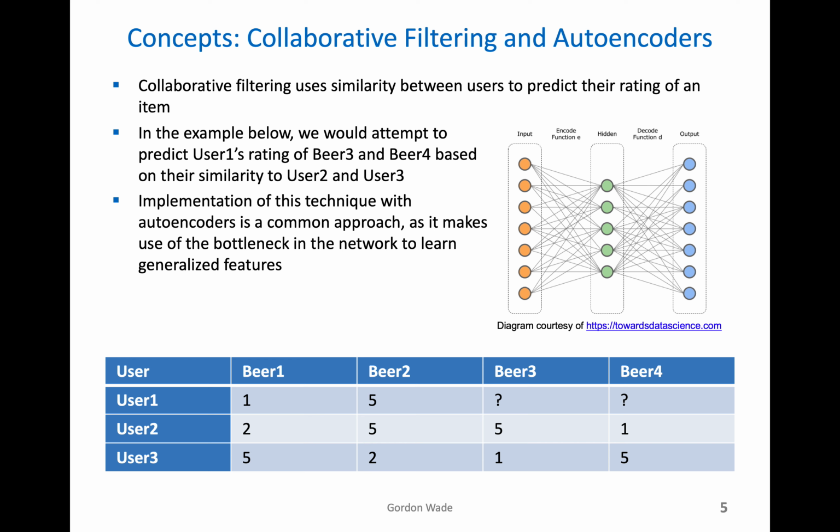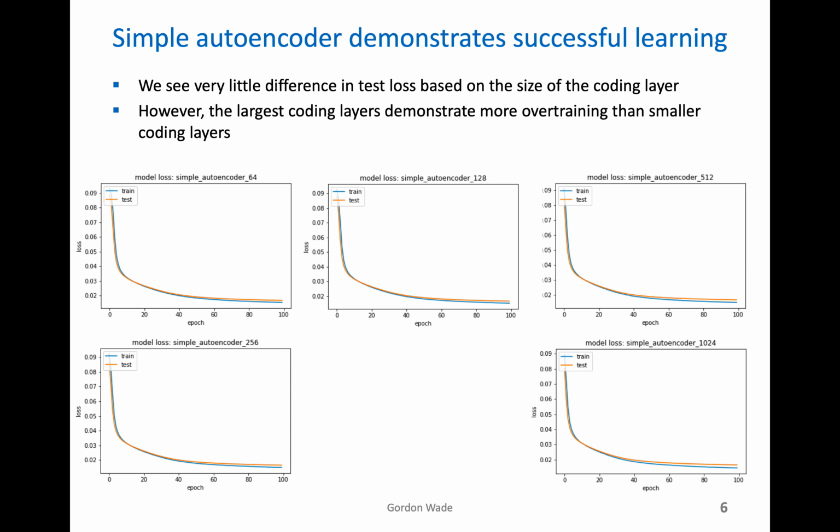This is based on collaborative filtering and the use of the autoencoder architecture. Collaborative filtering is a useful way to compare users with sparsely populated data and choose similar users in order to predict what user 1 might think of beers 3 and 4 in this diagram here. And as we know from this class, an autoencoder has smaller layers in the middle, which force a bottleneck, and that causes our model to learn some generalized features which can be applied to new data.